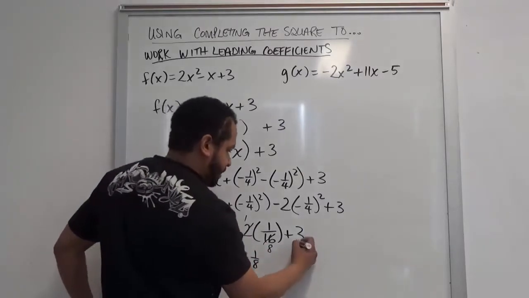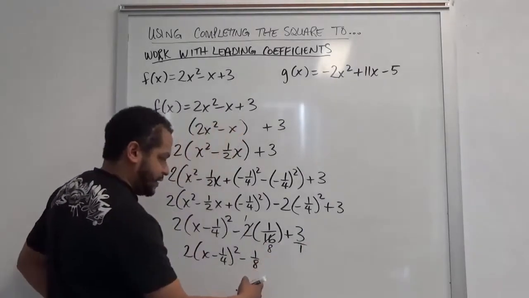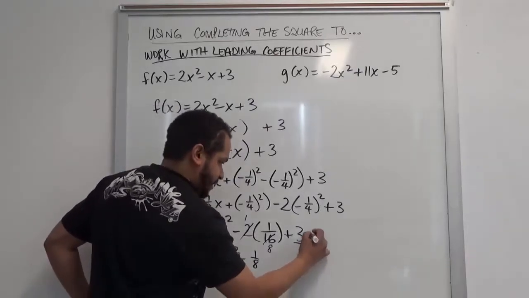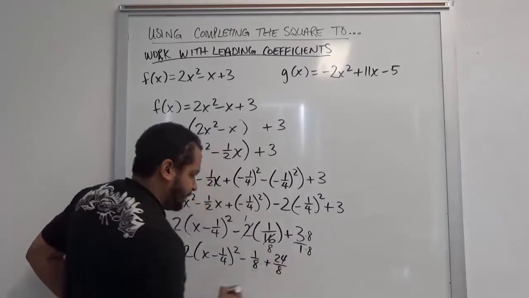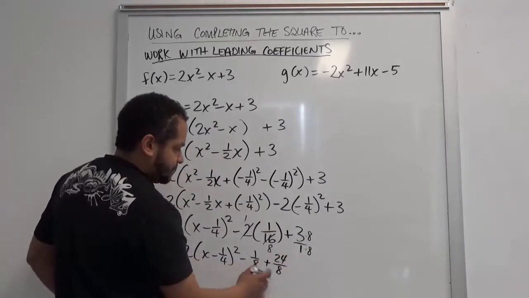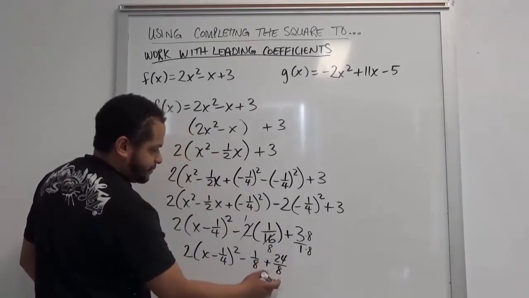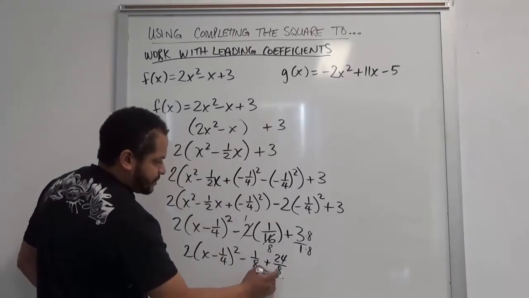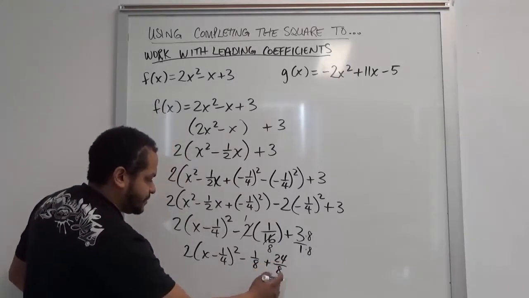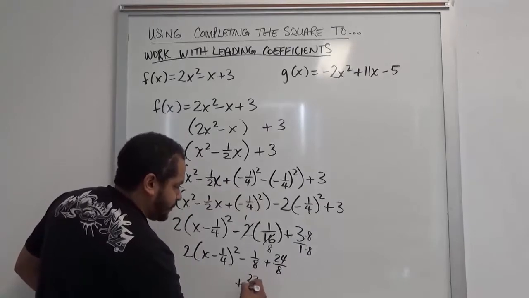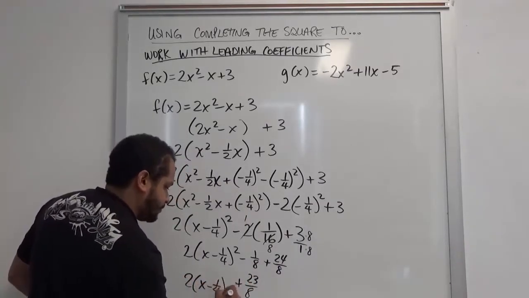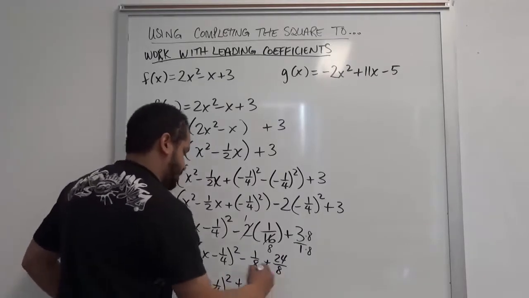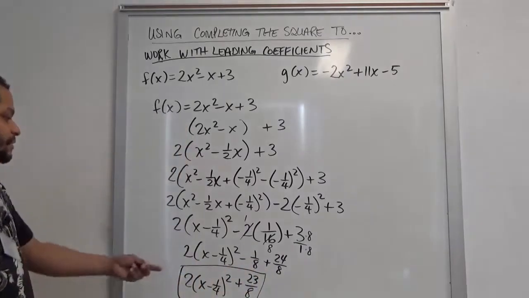And we want to find the LCD here, right? Because this is 1/8, we multiply the top and bottom of 3 by 8. This becomes 24 over 8. And then we're combining these two, right? So positive 24 over 8 minus 1/8 becomes just positive 23 over 8. And here we have our completed square with a leading coefficient. So here we have our f of x completed.